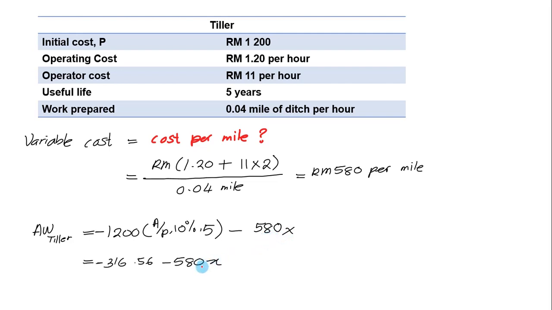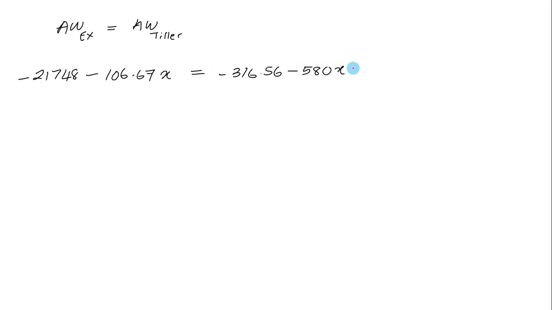So we have this value, and next we're going to equate the two values that we just obtained for the two alternatives, and we get this equation. Now we can rearrange this equation and solve for x. That will give us x equals 45.3 miles per year. Okay, this is the break-even quantity for this problem: 45.3 miles per year. So now let's draw the graph for this analysis.